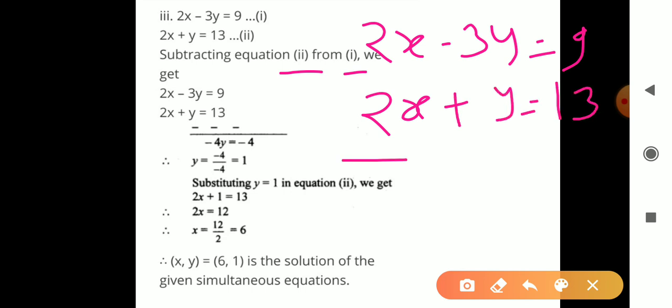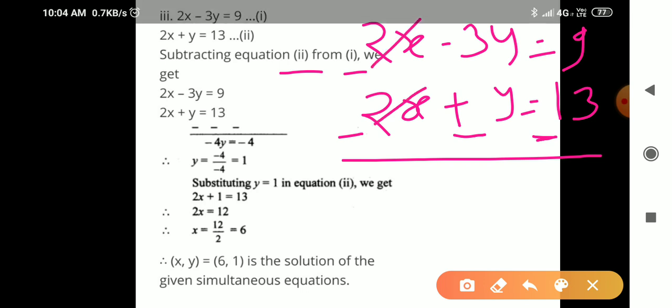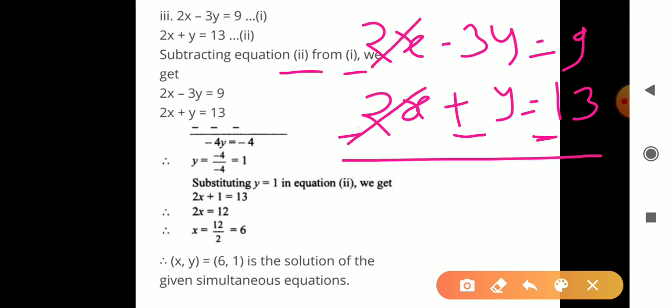Now we have to subtract these equations, so we have to change the signs. Here is a plus sign, so this becomes minus, here also plus y, so this sign also becomes minus, and 13 also has a plus sign, so 13 also becomes minus. Then see, plus 2x and this minus 2x get cancelled, then minus 3y and minus y, that is minus 1y. So minus 3 and minus 1 become minus 4y.